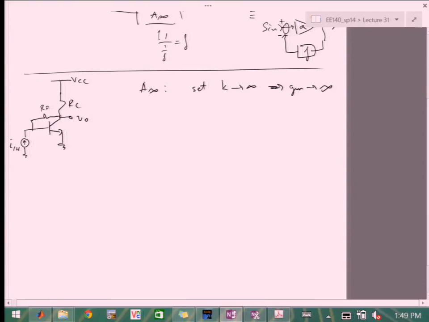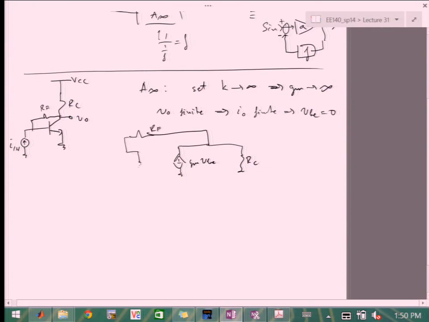The practical implication of GM going to infinity, because V0 is finite, is that the output current is finite, which means that VBE has to be equal to 0. Because my output is GM VBE, and that goes into RC, and then feeds back through RF into R pi, and then IN.